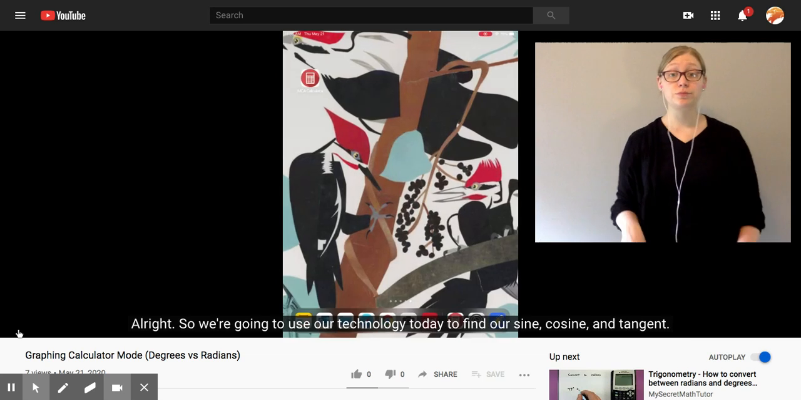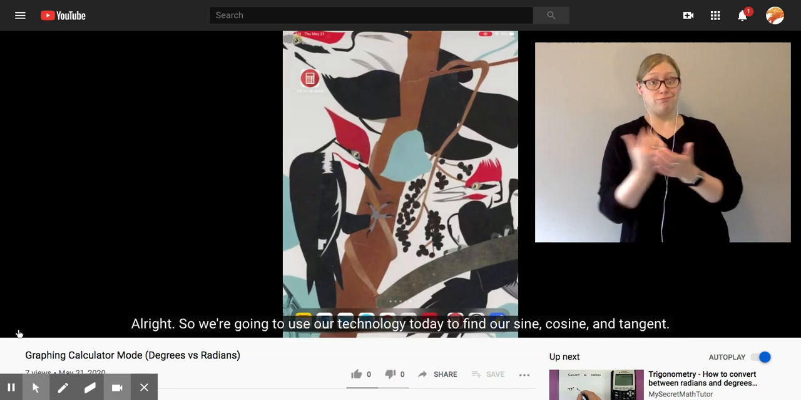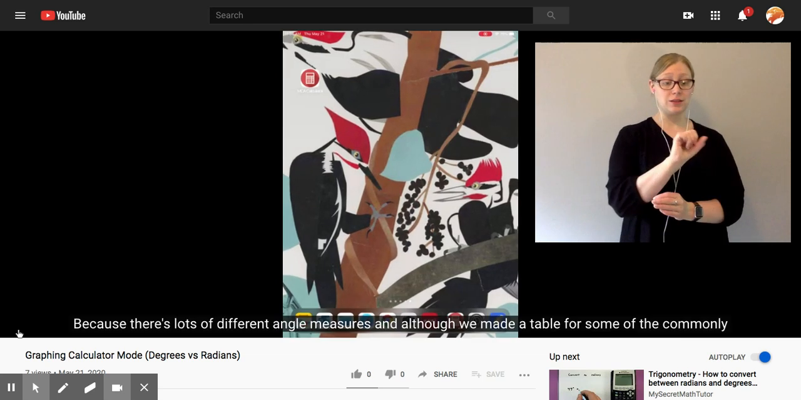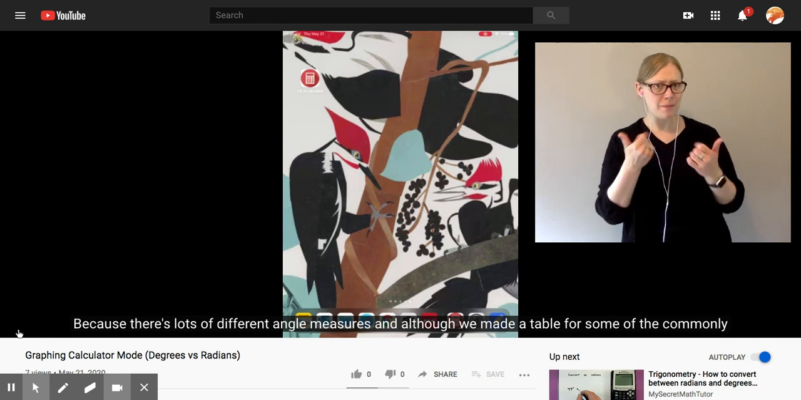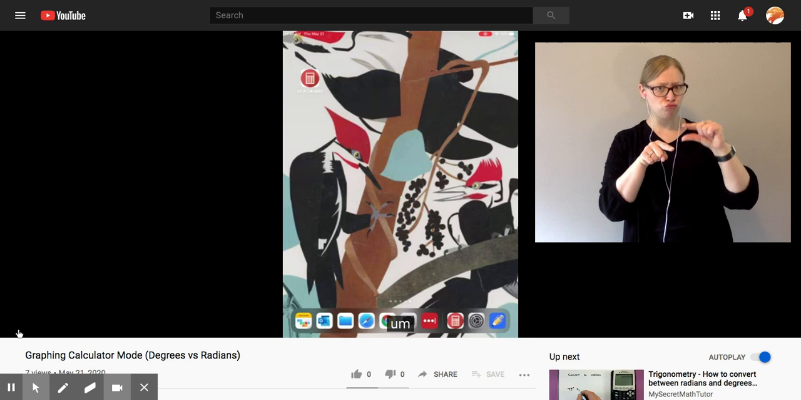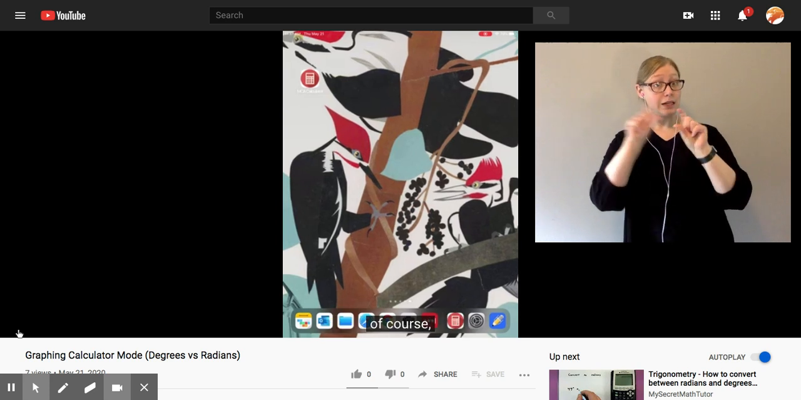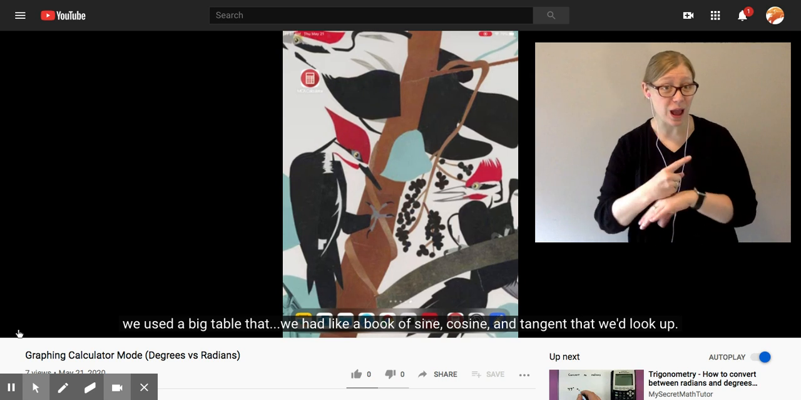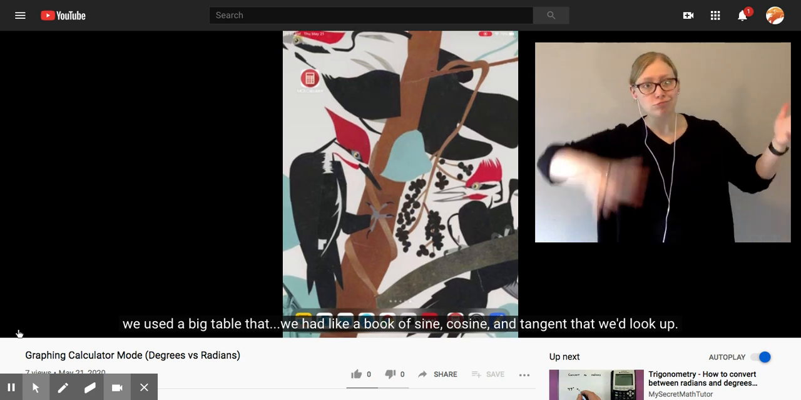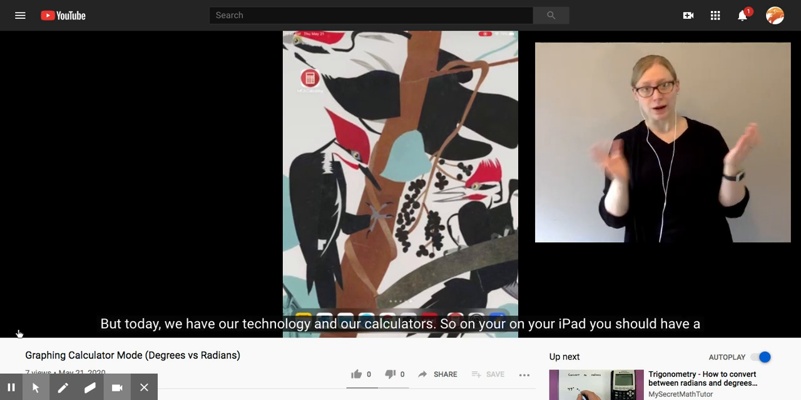All right, so we're going to use our technology today to find our sine, cosine, and tangent because there's lots of different angle measures. And although we made a table for some of the commonly used angle measures, normally in the old days, of course, we used a big table, like a book of sine, cosine, and tangent that we'd look up. But today we have our technology and our calculators.